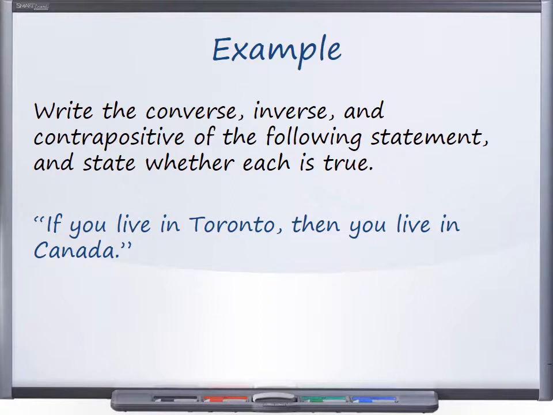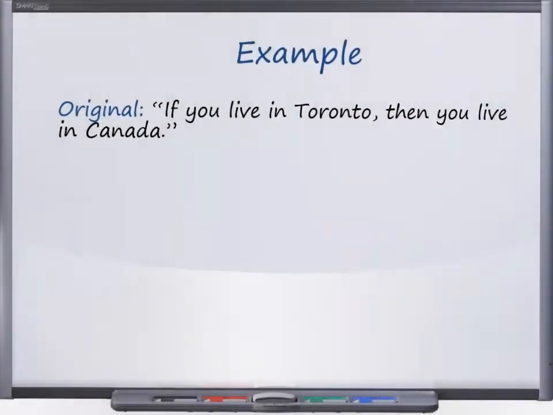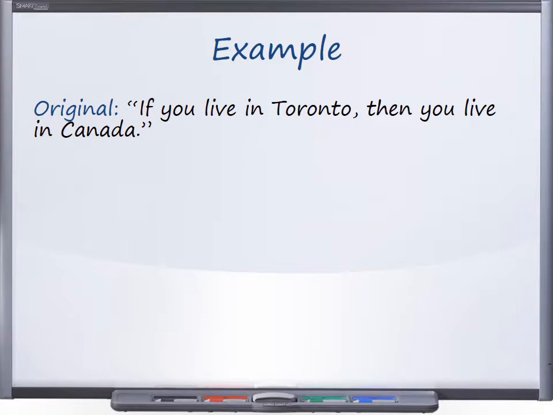Let's look at this example. Write the converse, inverse, and contrapositive of the following statement and state whether each is true. So the one thing about converses, inverses, and contrapositives is you can have a conditional statement that is true, but the other three statements may or may not be true depending on what it is that we're talking about. So our original statement is if you live in Toronto, then you live in Canada. So that is true because Toronto is a city in Canada.